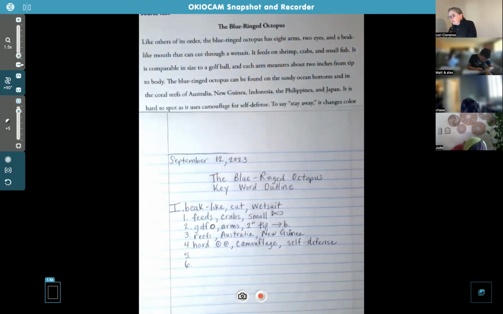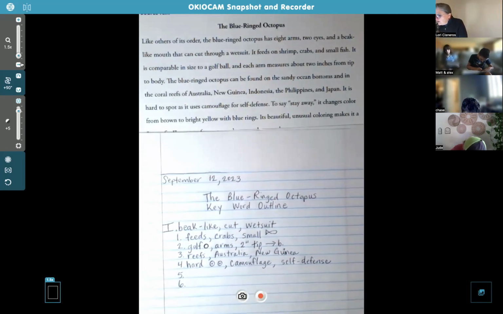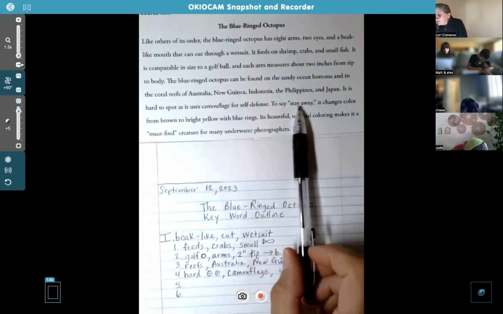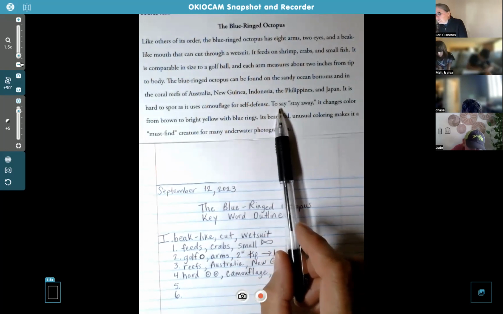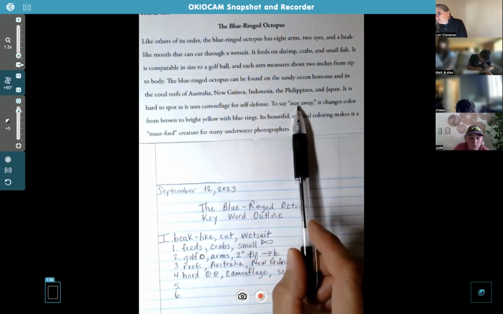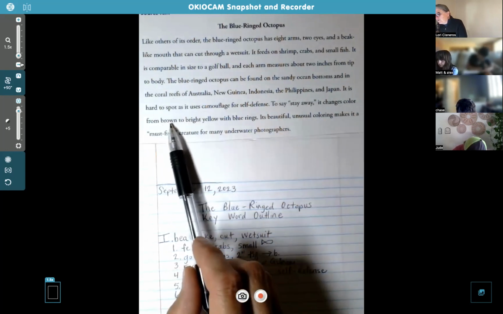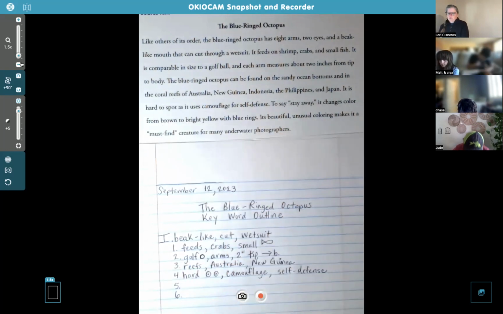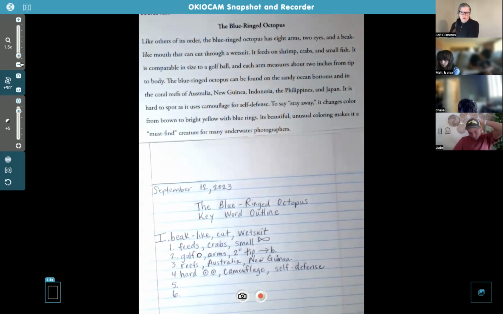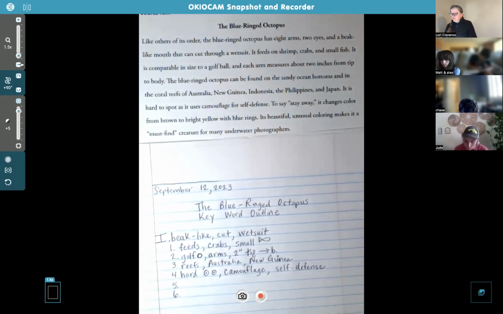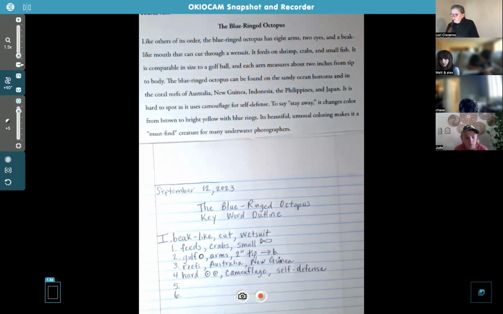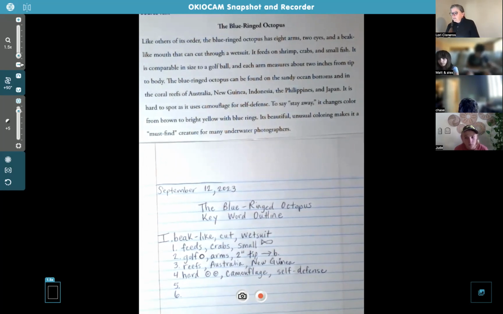All right, so Alex, where are we at here? Do you see on the article where it says to stay away, it changes color from brown to bright yellow with blue rings. So looking at that sentence only, what are some keywords you see there? Bright yellow. Yes. Brown. Yes.